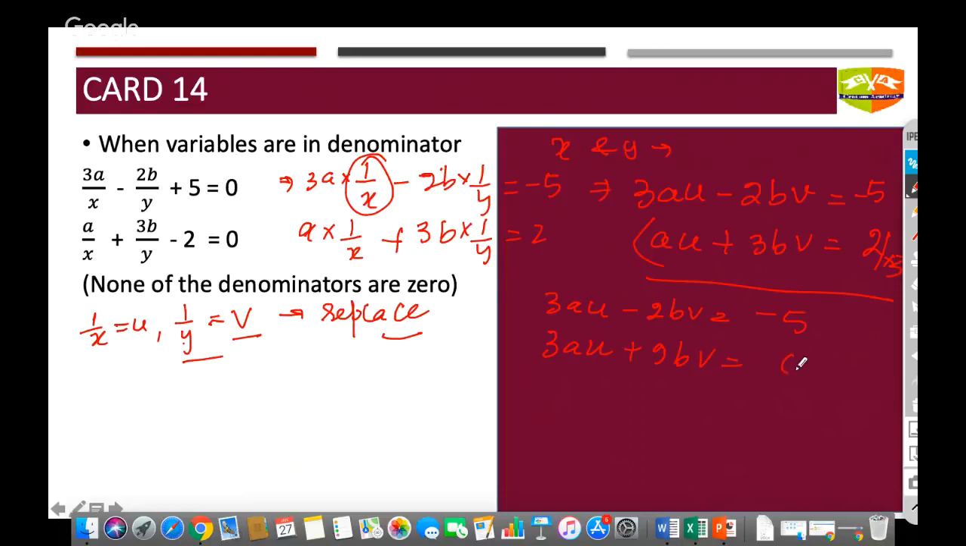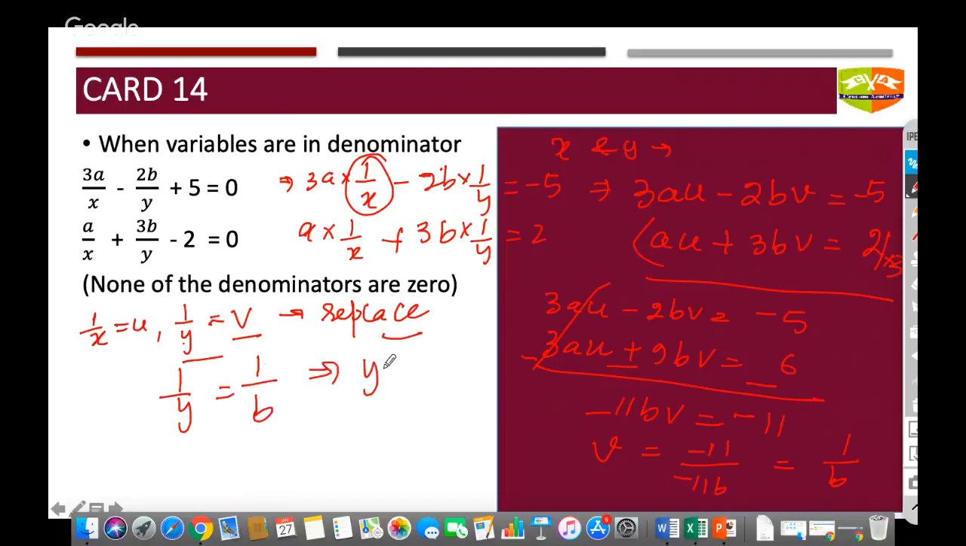Now you subtract: the 3au gets cancelled, and minus 11bv is equal to minus 11. So v comes out to be minus 11 divided by minus 11b, which is 1 by b. So you look at here, 1 by y is equal to 1 by b, and so y comes out to be equal to b.